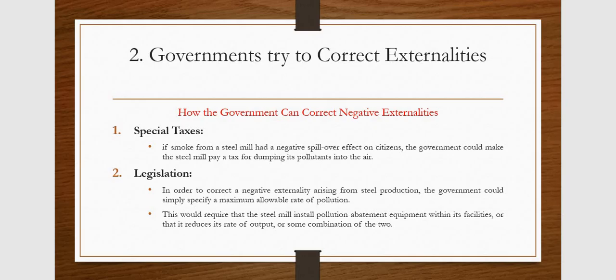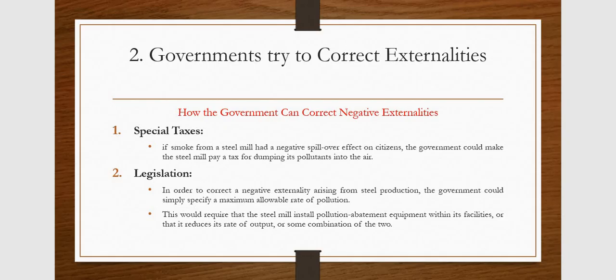So when the government imposes tax on factories for dumping pollutants into the air, this will let the company produce less. It is going to discourage the company from producing more, because the more the company produces, the more it damages the ecosystem. If the government imposes tax, it means they are supposed to produce less. And when they produce less, it is going to at least reduce the amount of pollutants being released into the atmosphere. And the second one is legislation.